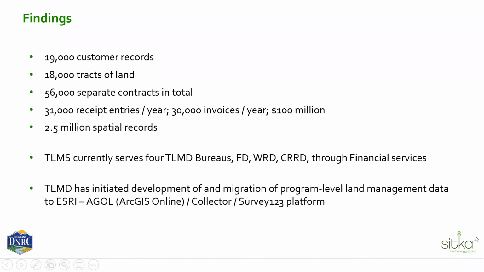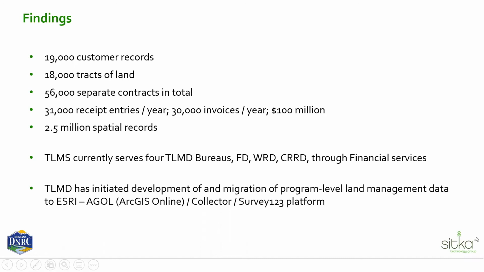This is some of our data that we're talking about. The first 4 bullets are the information that we were managing in our old system called the Trust Land Management System. There are thousands of customers, thousands of tracts of land, many contracts, and thousands of receipts. About 30 to 40,000 receipts come in each year into this system. And then on top of that, we have millions of spatial records. Those are the layers of parcels, roads, streams, forest stands, management units, and other delineations of activities that we're doing out there.